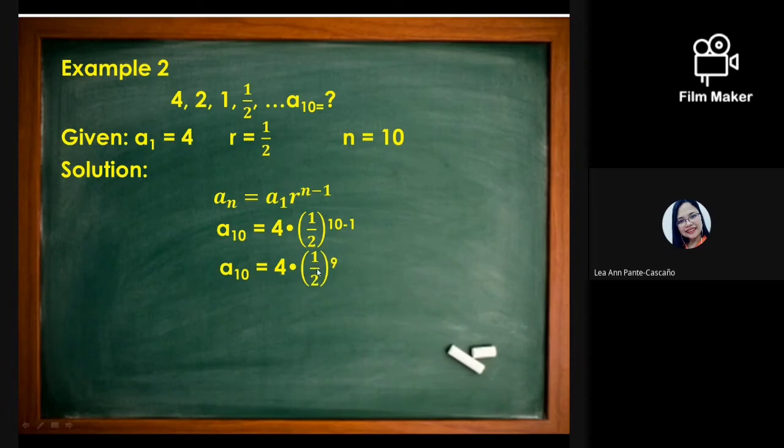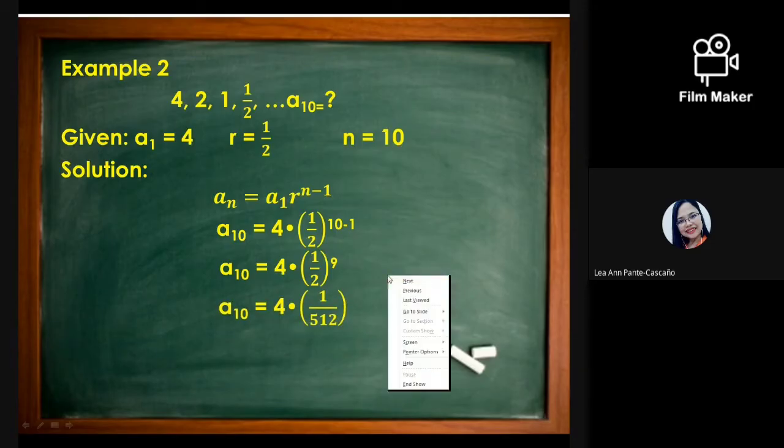Then, simplify the numbers inside the parenthesis. So what is 1/2 raised to 9? 1 raised to 9 is 1. 1 multiplied by itself 9 times is also 1. So the answer here is, bring down 4. Then 2 raised to 9.